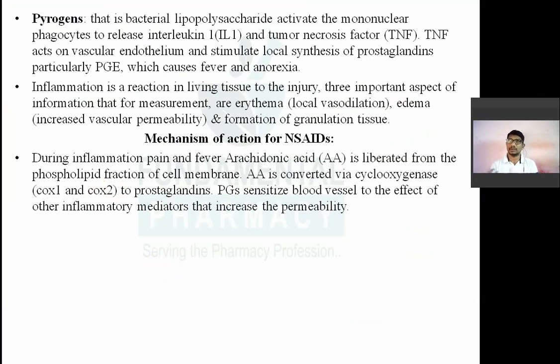If there is any kind of injury to your cells, that plasma membrane gets damaged. Plasma membrane gets broken down. You know that plasma membrane is made up of phospholipids. So whenever there is an injury to your tissue, the plasma membrane will be broken down, and as it is made up of phospholipids, phospholipids will be released. Phospholipids will be converted into arachidonic acid.